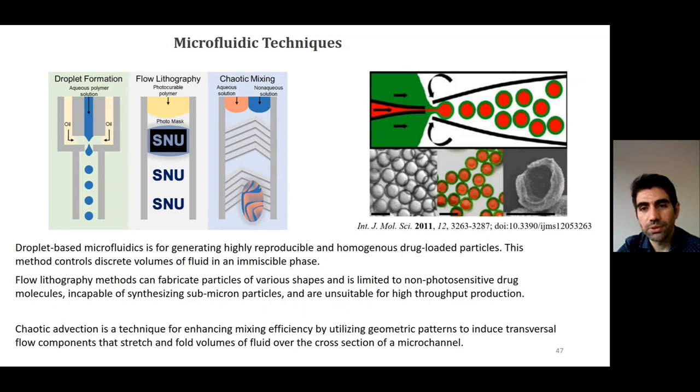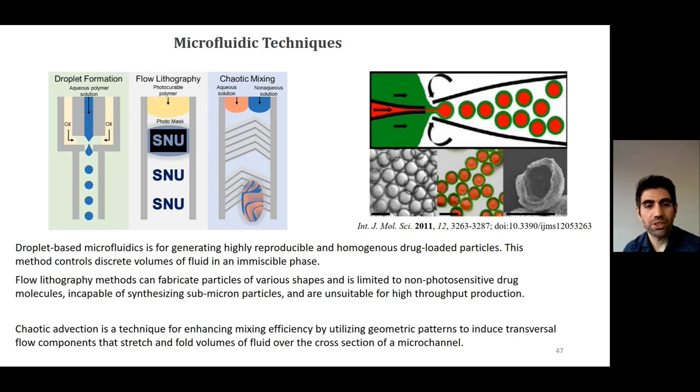for this type of fabrication method. Flow lithography is another type of microfluidic technique. This time, we should have a light-sensitive polymer. Here the picture is projected on the surface of the polymer, and by using UV light, we can, of course, your polymer should be photocurable, we can produce the desired shape using this technique.